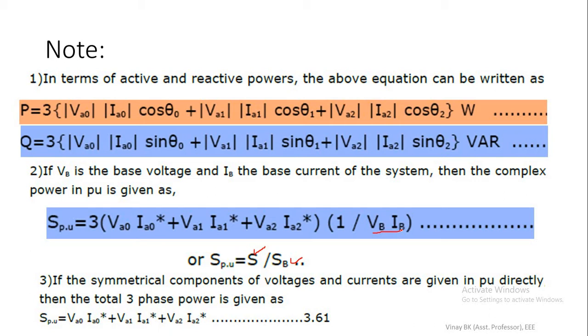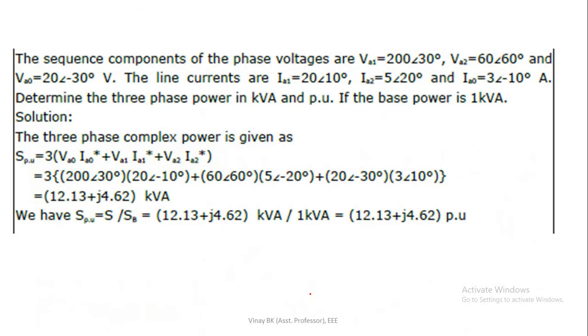Similarly, if the problem directly gives values in per unit, then you have to use this formula. This is the value of power when all the values VA0, IA0, VA1, IA1, VA2, IA2 conjugate are given in per unit. So in total, remember three formulas: the actual values, then the per unit values, and if the values are directly given in per unit, then you use this. So let's move on to the problems.